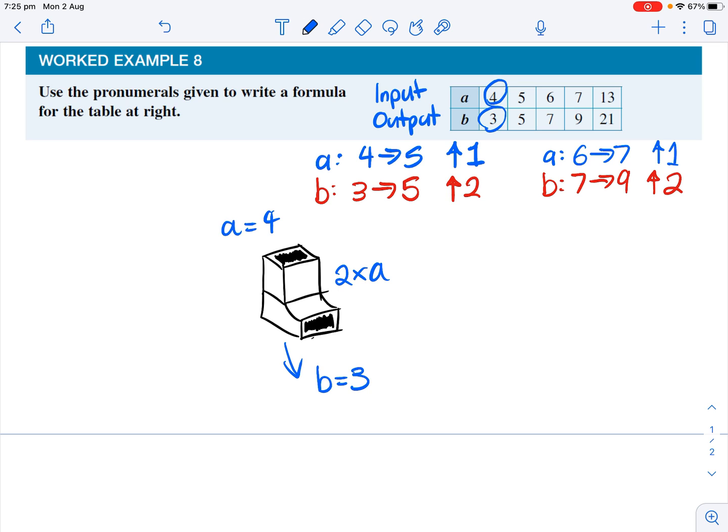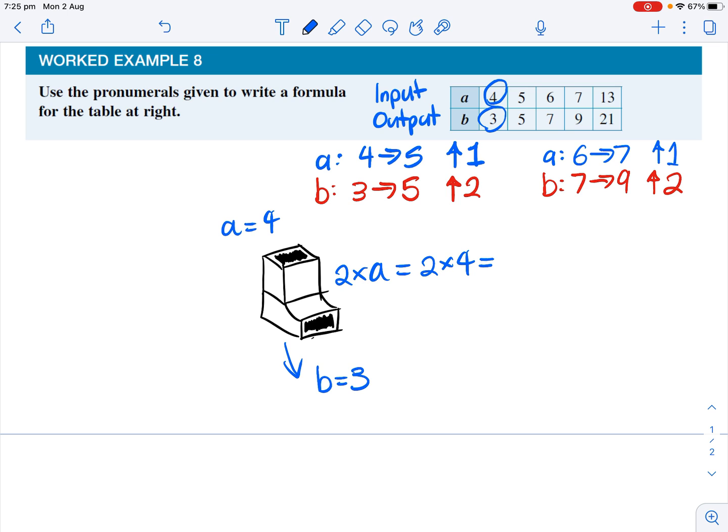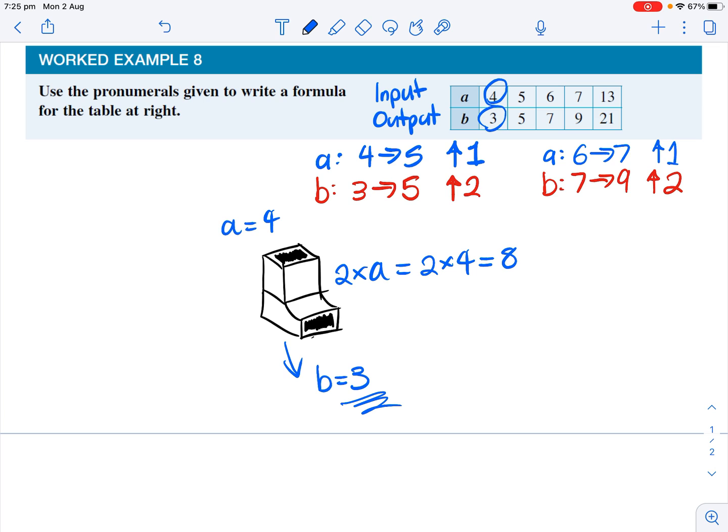So that means something else is going on. 2 times A is equal to 2 times 4, which is equal to 8, except we're expecting a 3. We've got an 8 inside the machine. So to get it to a 3, you need to subtract 5. So the rule, in this instance, is actually 2 times A, subtract 5.